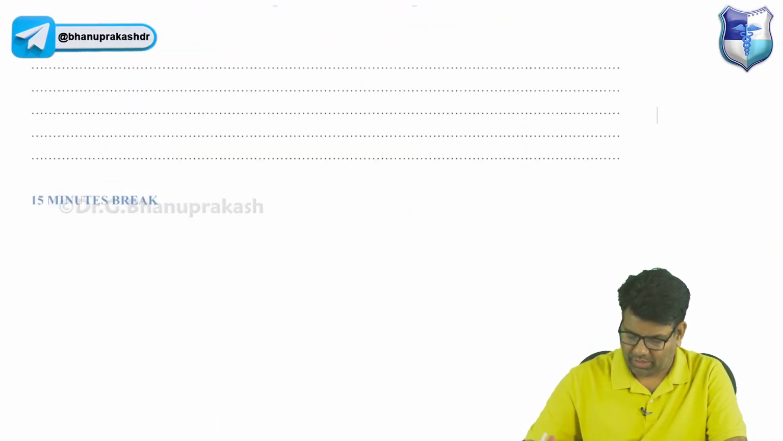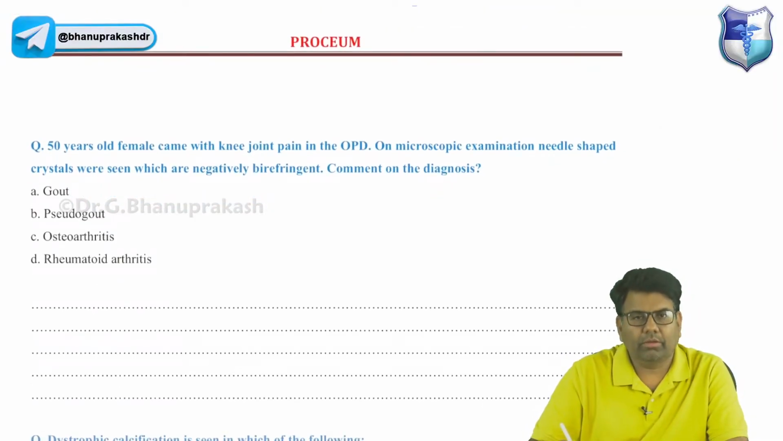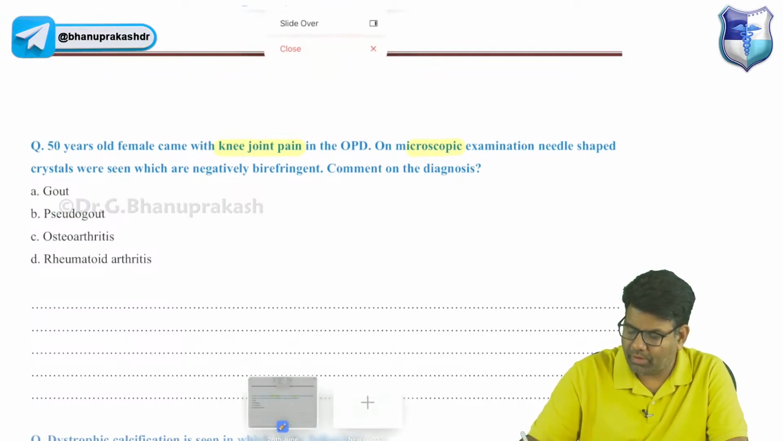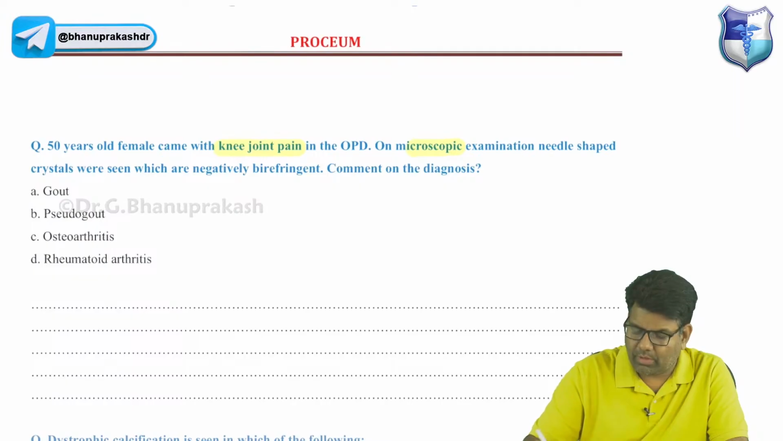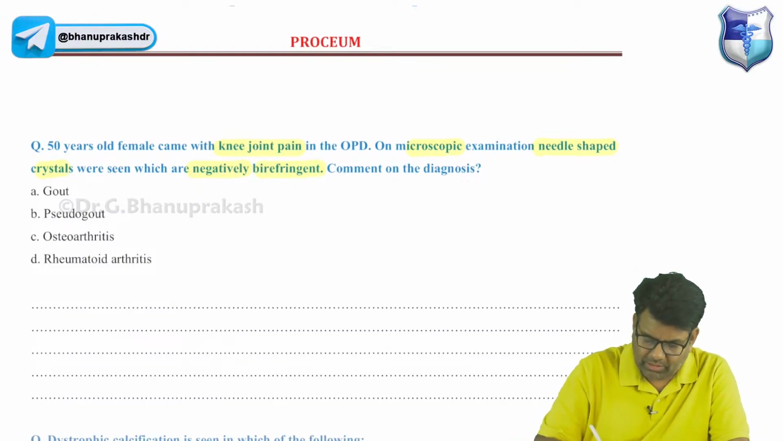Now we can move ahead to pathology. A lady came with a history of knee joint pain, and on microscopic examination, you saw needle-shaped crystals which are negatively birefringent. What is this condition? Yes, totally right. This is gout. Negatively birefringent needle-shaped crystals.